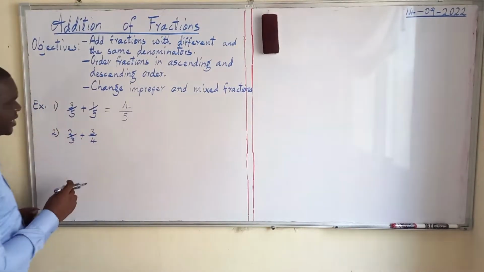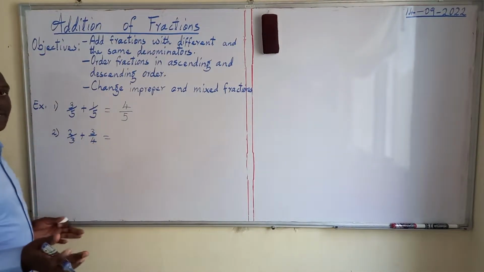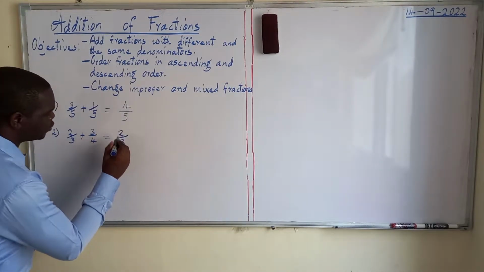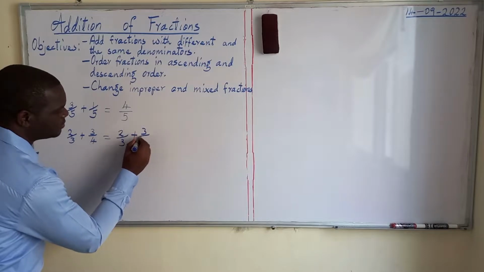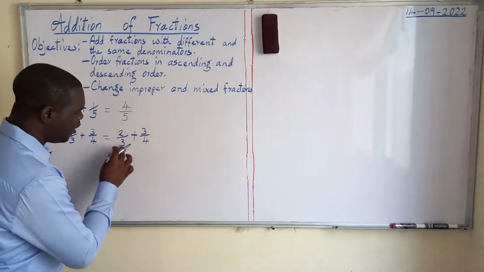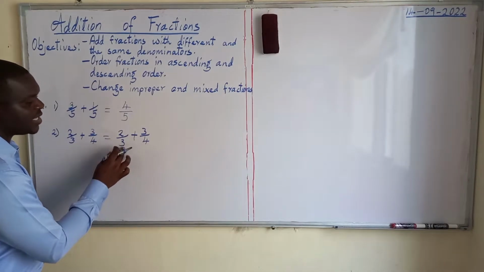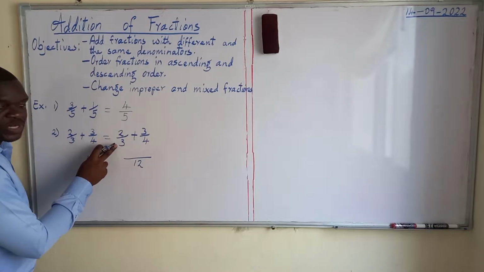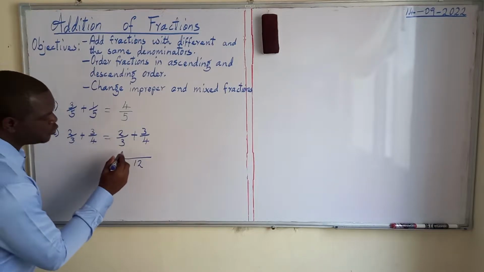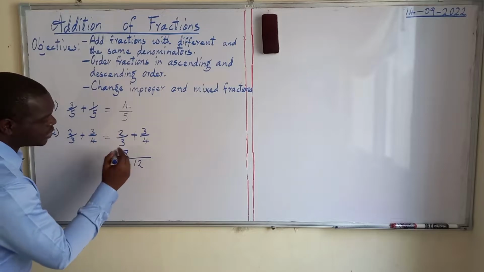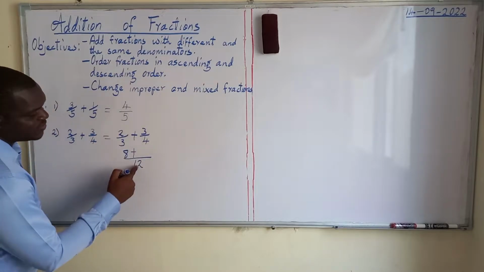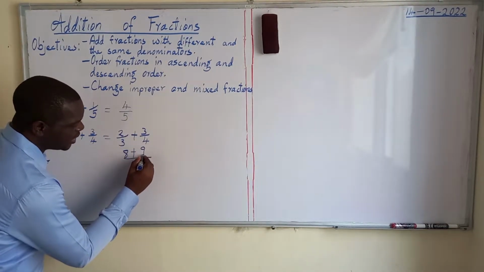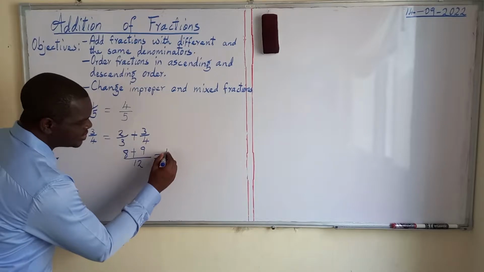Now let's go to the second example. The denominators here are different. So what do we do in this respect? You can restate it as 2/3 plus 3/4. Here we find the LCM of the denominators, because they are different. The LCM of 3 and 4 is 12. 12 divided by 3 will give us 4, and 4 times 2 is 8. You write 8 directly under this fraction. You bring down your plus sign. 12 divided by 4 is going to give 3, and 3 times 3 is 9. 8 plus 9 is 17.